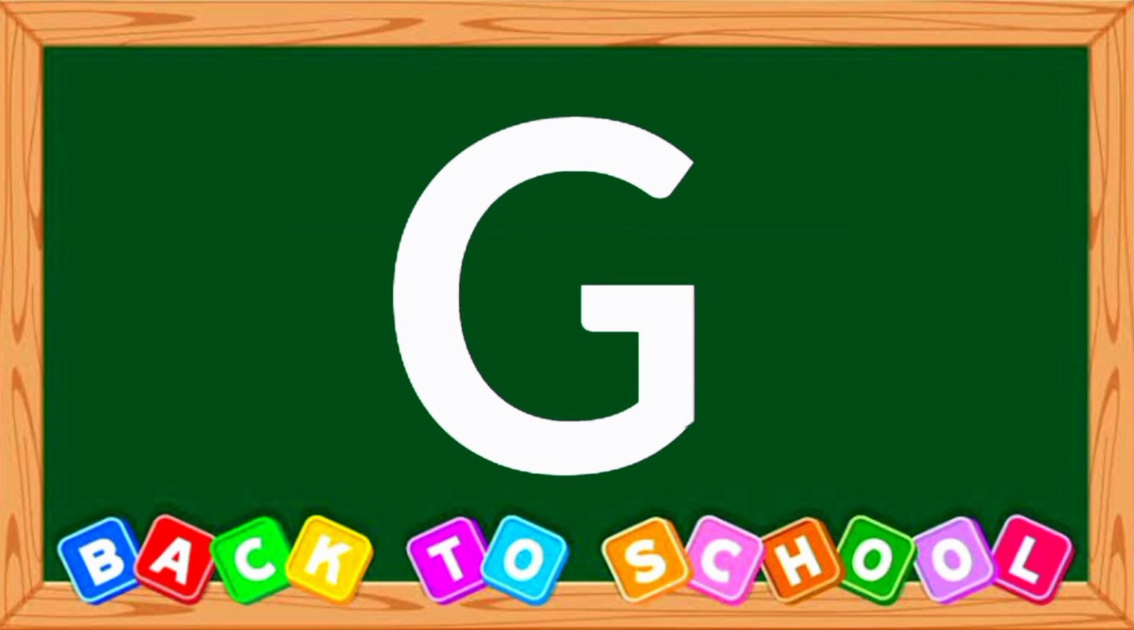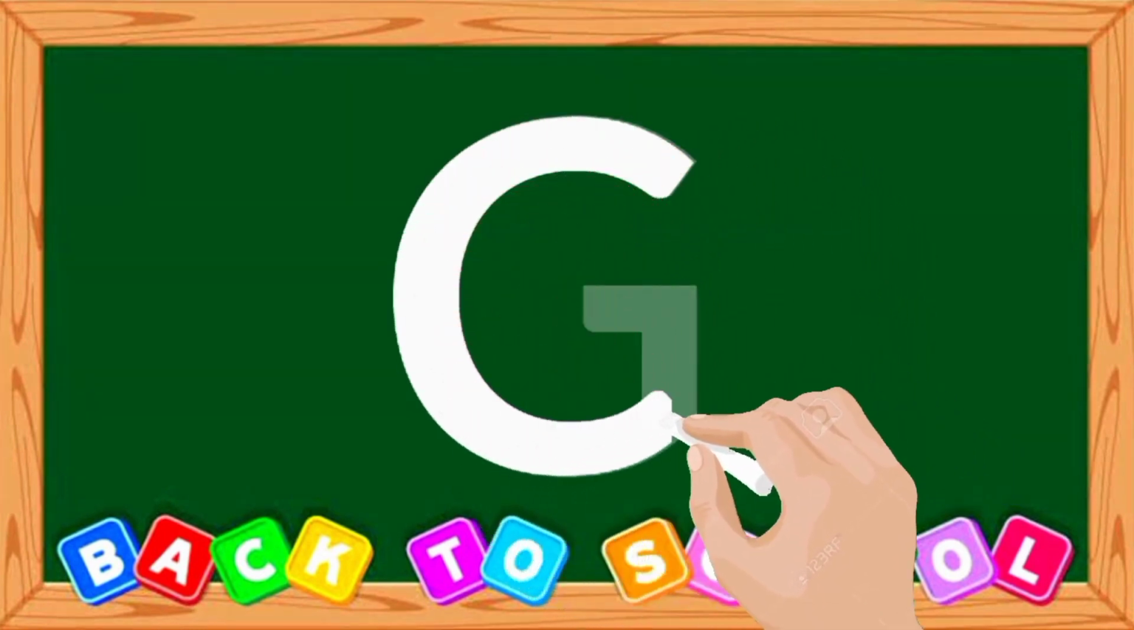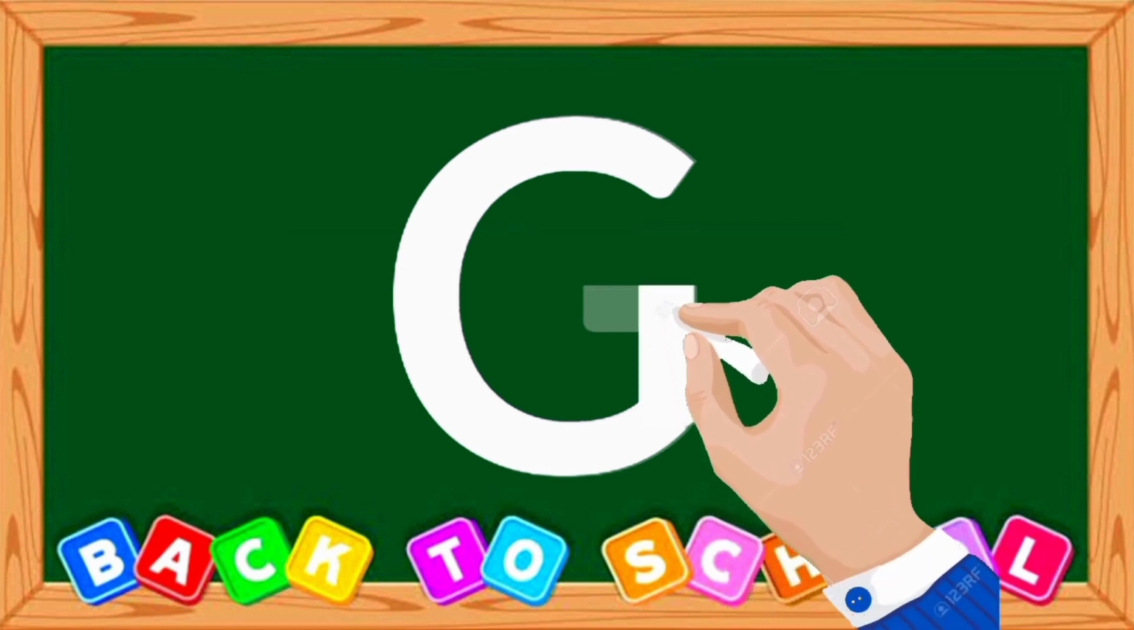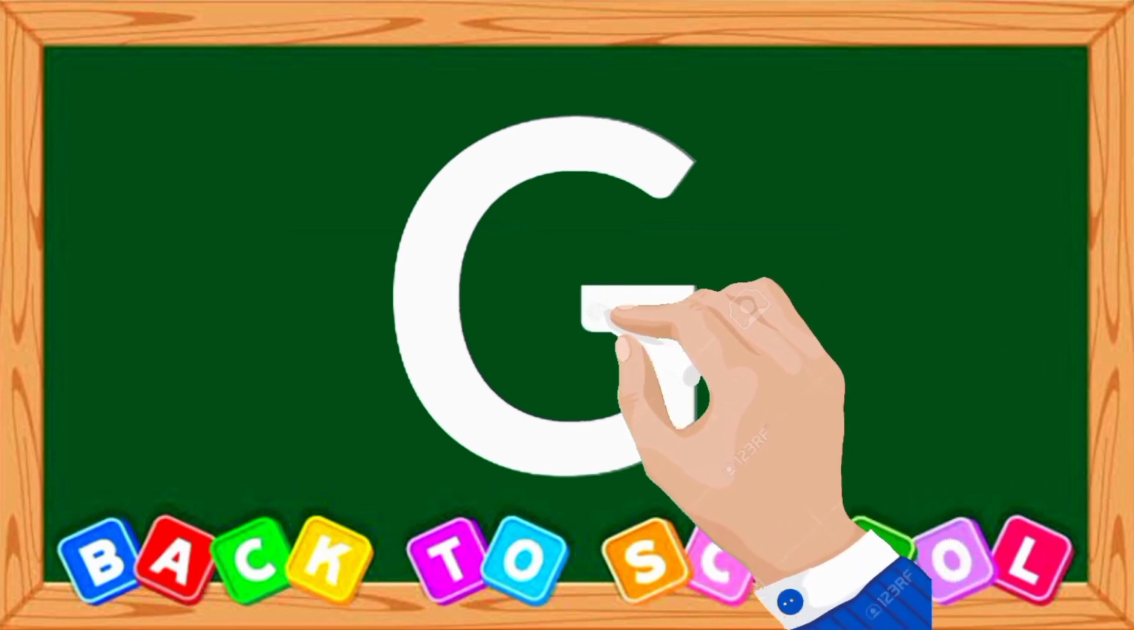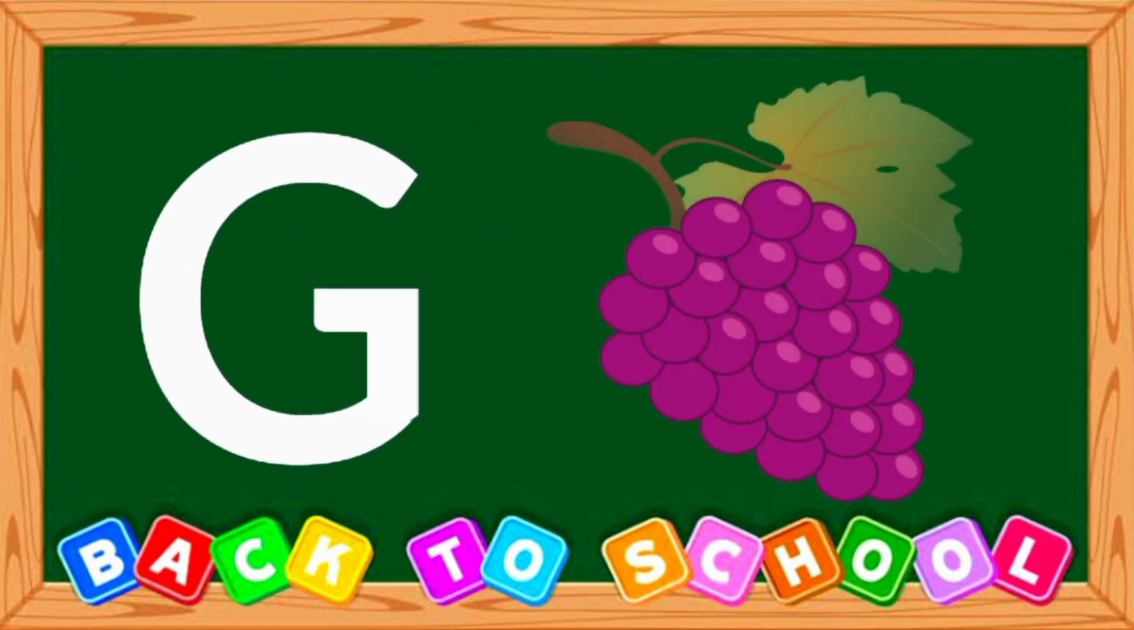Letter G. A curve from top to the bottom and a standing line towards the middle with a short sleeping line makes my letter G. G says G as in grapes.